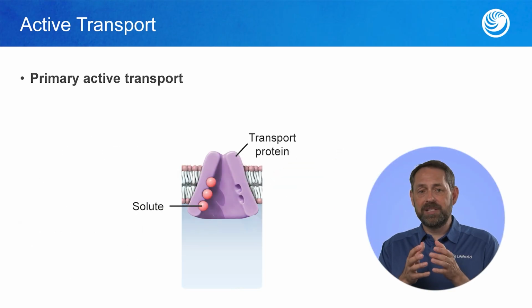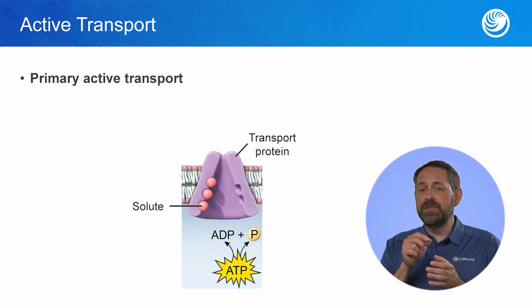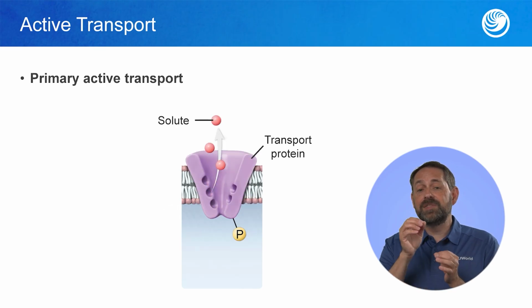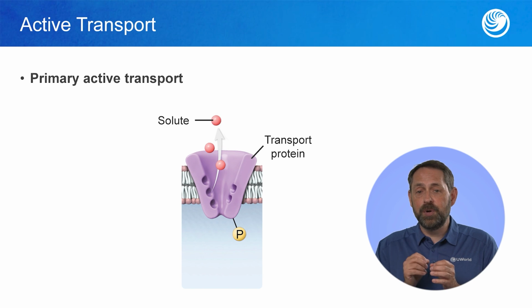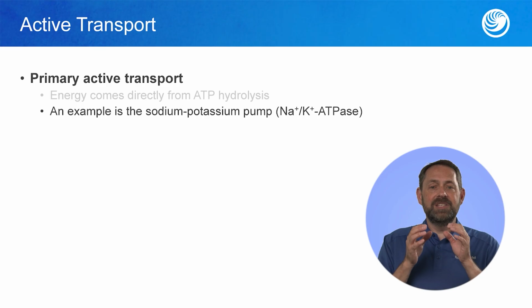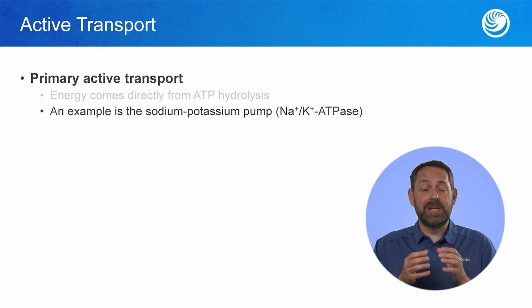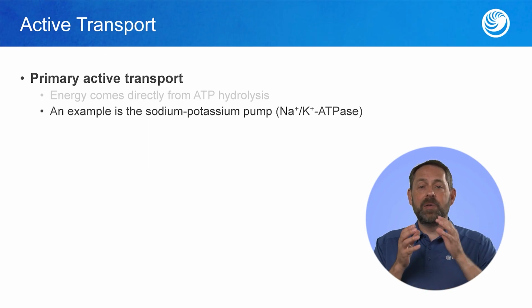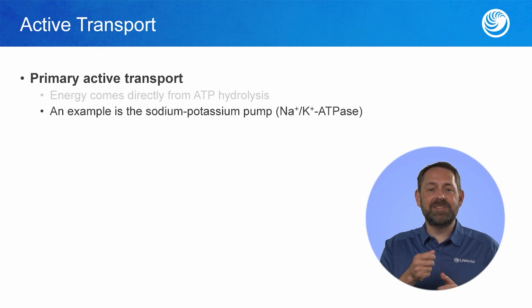In primary active transport, part of the energy from the hydrolysis of ATP is used to attach the phosphate group that was freed from ATP to a transport protein. This phosphorylation step changes the protein's shape, causing the solute to cross the membrane. In some eukaryotic cells, especially in animals, an important primary active transport system is the sodium-potassium pump. Let's see how this transport system works to actively transport sodium and potassium ions.